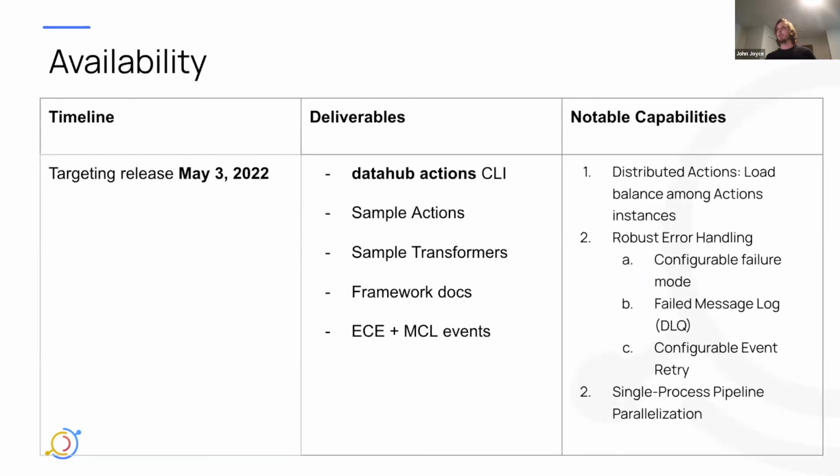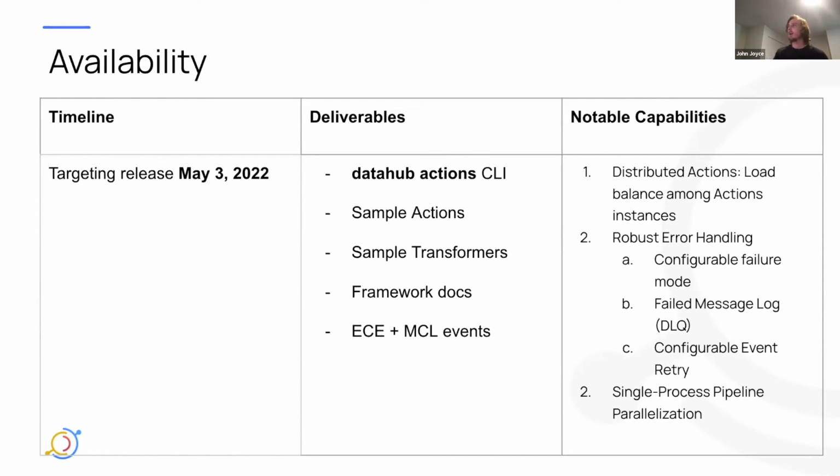So in terms of availability, we're targeting release for May 3rd of 2022. That's early next week. And the deliverables will include the DataHub action CLI you saw, sample actions, sample transformers, framework docs, and the two events we described, the entity change event and the metadata change log event.